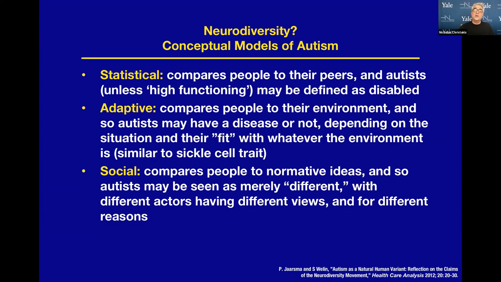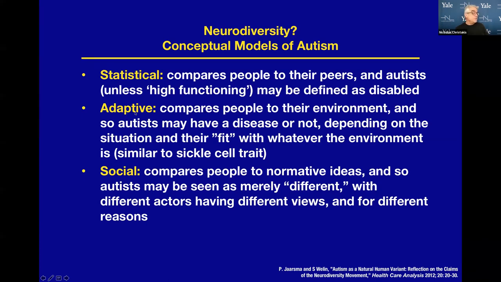And as you saw in your readings, what counts as autism and who gets to say and what it means is contested and socially constructed. And the definitions depend in part on the way of defining health that we saw a few lectures ago. So for example, when we think about the neurodiversity argument and the neurodiversity movement and different conceptual models of autism, the statistical standard would compare people to their peers. And autists, unless they're exceptionally high functioning, could be defined as disabled, as diseased, as warranting medical care.